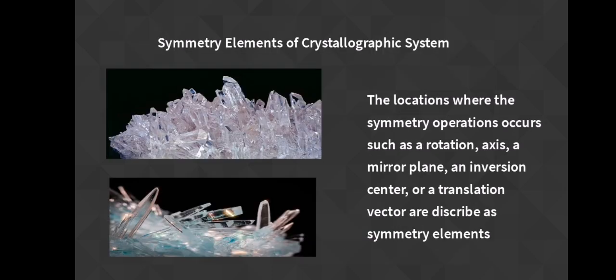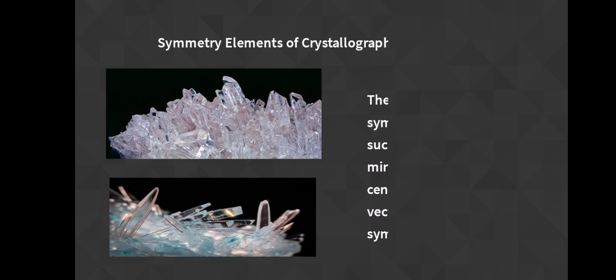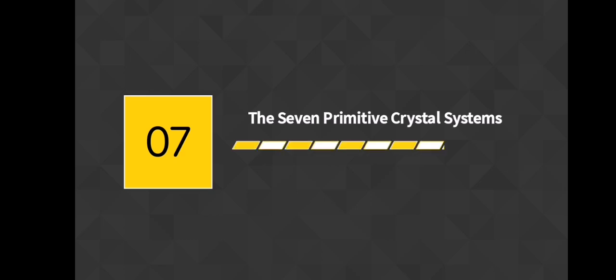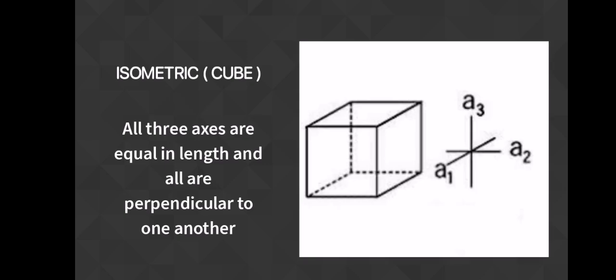So ito na ang symmetry elements of crystallographic system. The locations where the symmetry operation occurs, such as a rotation axis, a mirror plane, an inversion center, or a translation vector, are described as symmetry elements. So there are 7 primitive crystal systems. Una na dyan is isometric or cube.